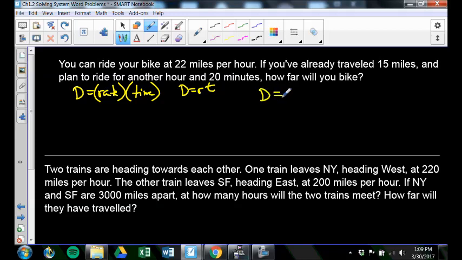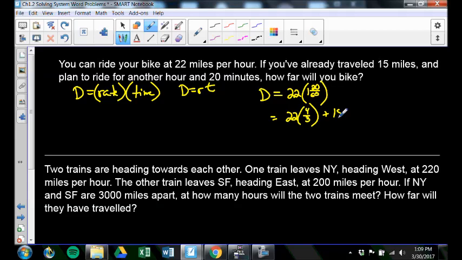Well, your total distance is going to be, you're traveling at 22 miles per hour, you're going to ride your bike for another hour and 20 minutes. And an hour and 20 minutes, you have to think about minutes as being out of 60. That's 1 1/3 hours, or 4/3, I'm going to call it. You have to take that 20 minutes and make it out of 60, because 20 minutes is a third of an hour, so it's 1 1/3 hours.